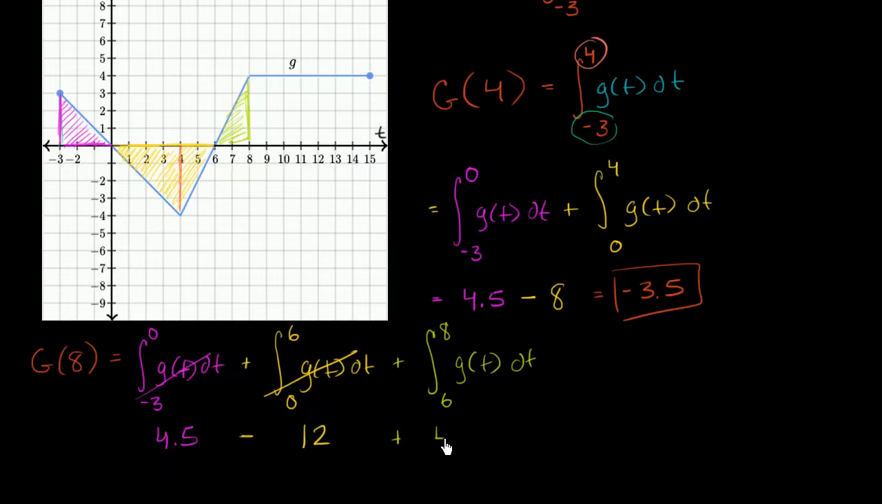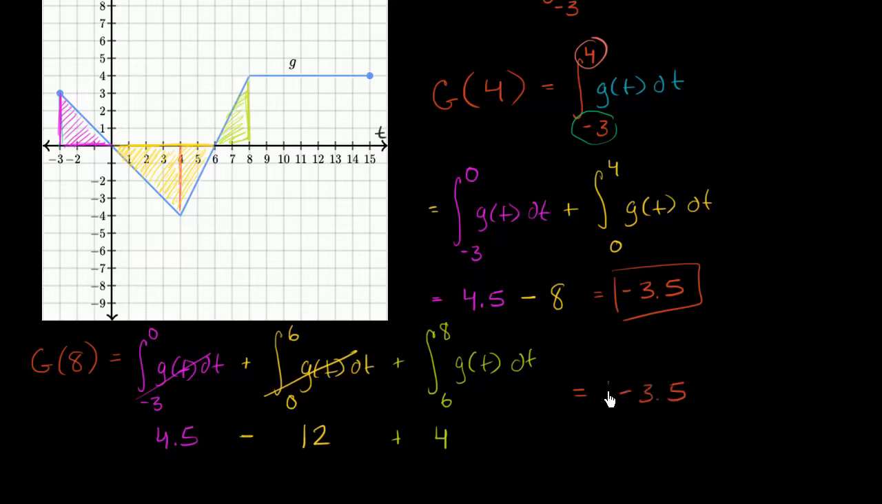Plus 4. And so what do we have? We end up with 4.5 plus 4 is 8.5, minus 12. So this is going to be equal to 8 minus 12, which would be negative 4, plus 0.5. It is negative 3.5 again.